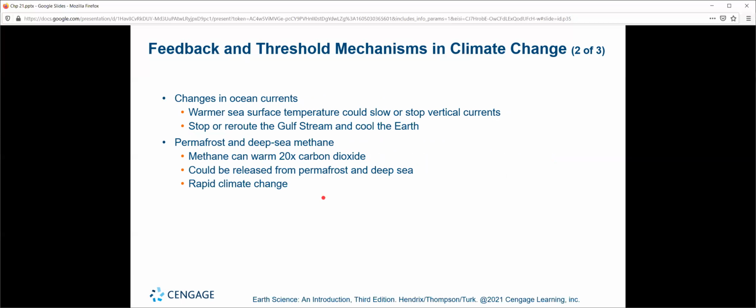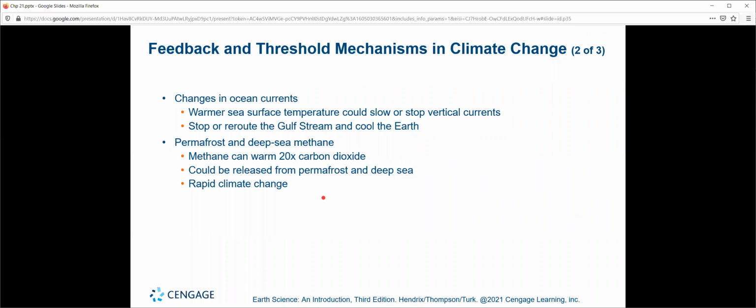Changes in ocean currents that I talked about before. Warmer sea surface temperature slows or stops vertical currents from the bottom heading up. Change in the vertical currents affects the way the oceans move, affects the way that animal life exists within the oceans. If you have sea life that enjoys a certain temperature, they're going to move to find that certain temperature, right? Which can cause fishing to be more difficult.